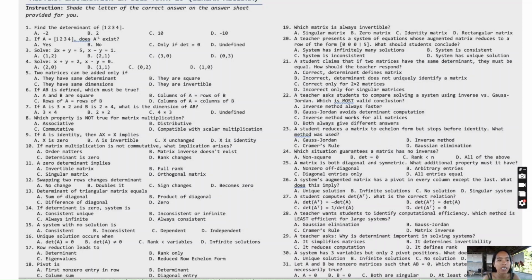Good day, everyone. In this video, I will discuss and explain the midterm examination in BS Ed Math 10 in linear algebra. First, I'm going to read the questions, then choose the correct answer, and then explain why that is the answer. This discussion covers important topics in linear algebra, such as matrices, determinants, inverses, systems of linear equations, matrix operations, and row reduction. So, without further ado, let us begin with item number 1.